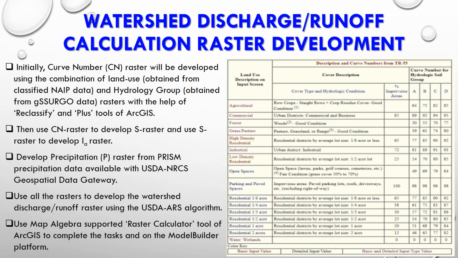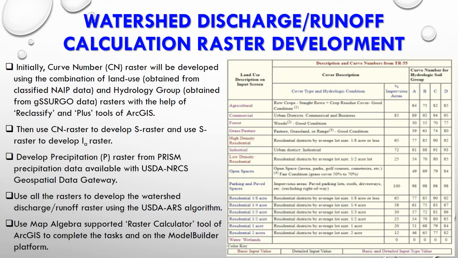And it is in this slide we explained exactly how the Q raster was developed. First, we developed the curve number raster using the table on the right side. The table was developed by the USDA ARS folks, and it includes the hydrologic group and the land use combination. So a unique hydrologic group and land use combination helped us to create the curve number.